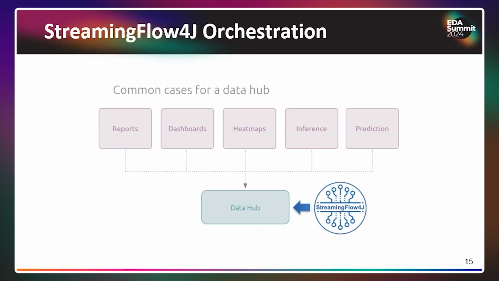And well, as I said to you, it's very useful to make data orchestration in the common case of data hubs, because we have consumers here and the data flows by some pipelines, the data hub, and maybe some pipeline processing information. And using Streaming Flow4j, you can make the analysis, create some results, and redirect them to these consumers.